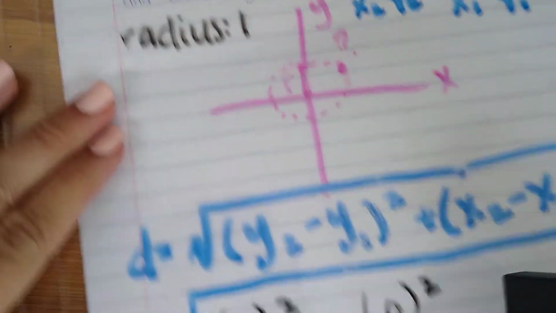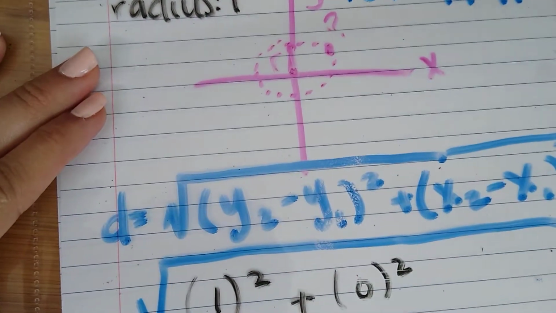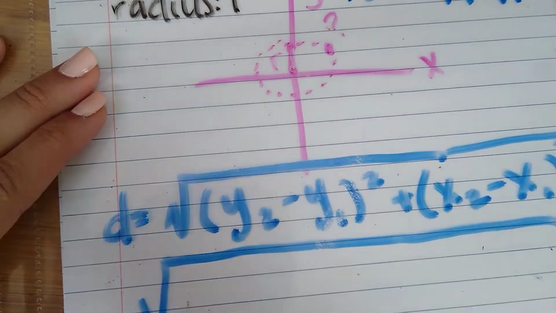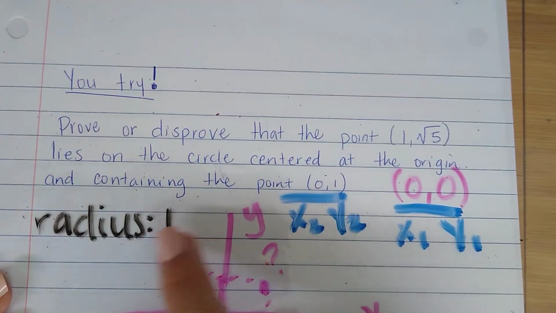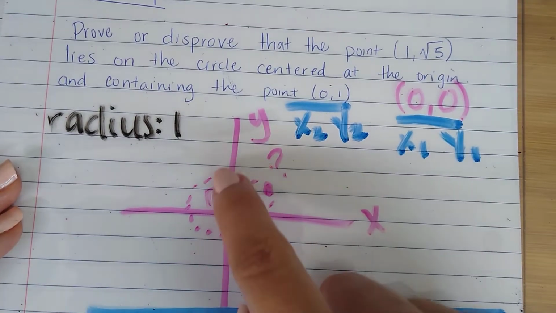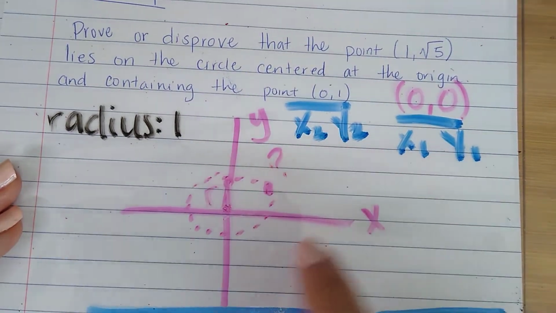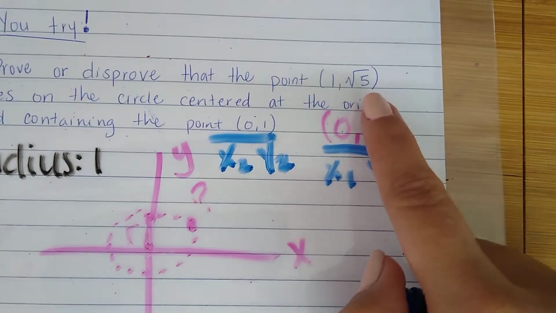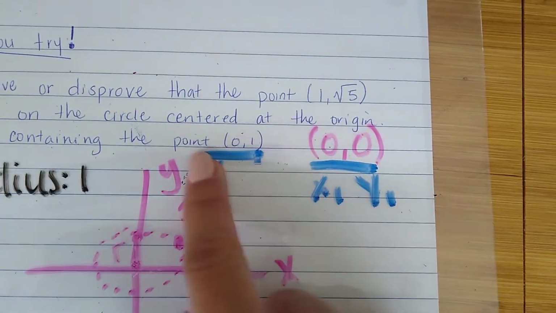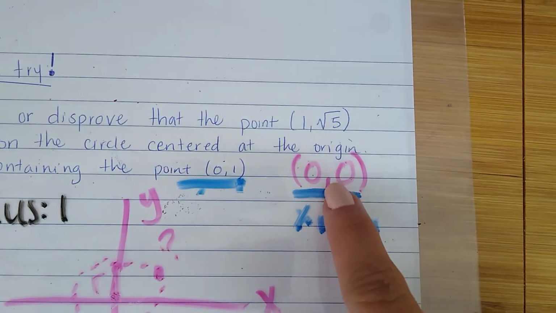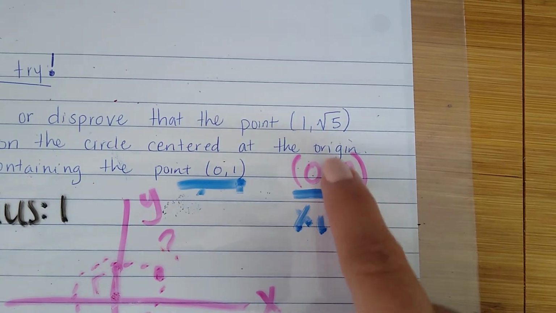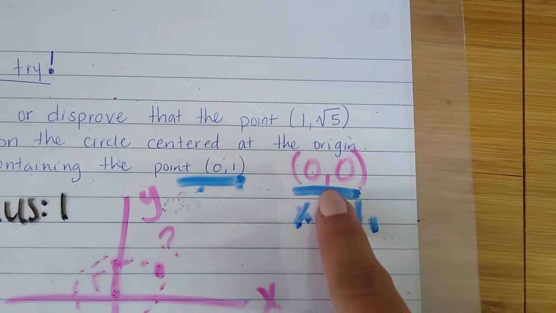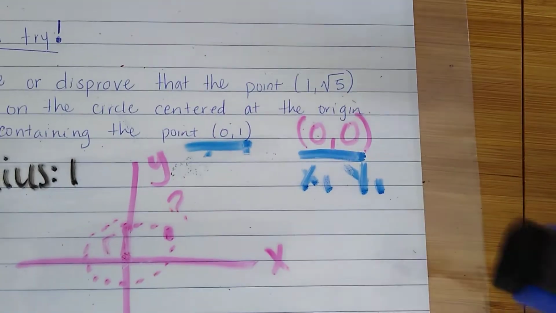Now, that tells me that the point here from the center to any point on the circle is also going to have a distance of 1. So I'm going to go ahead now and check if this point and the center, if their distance is also 1. So we're going to go ahead and do that.